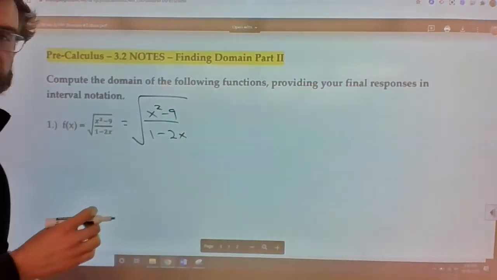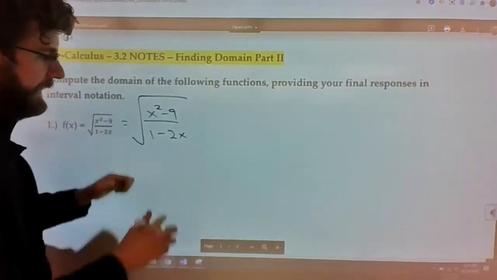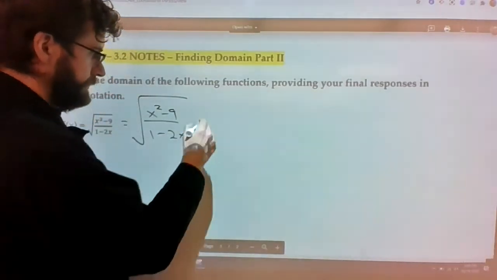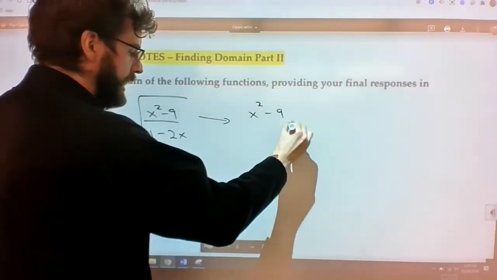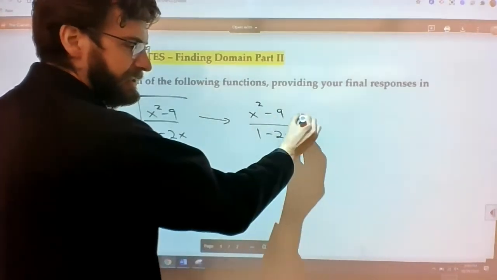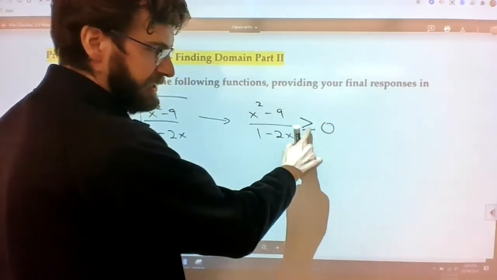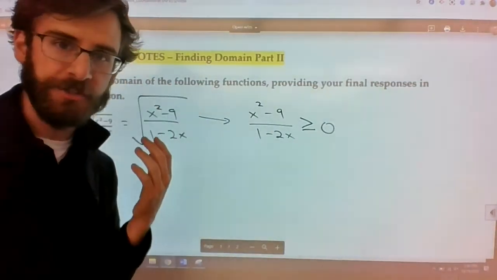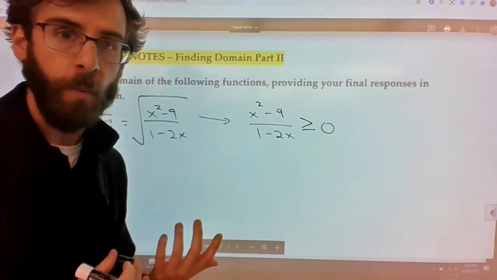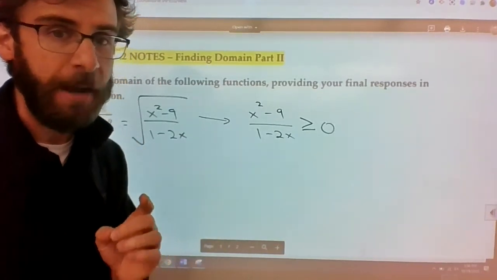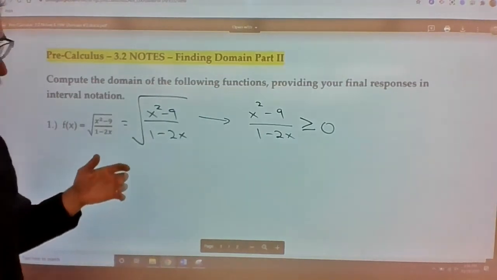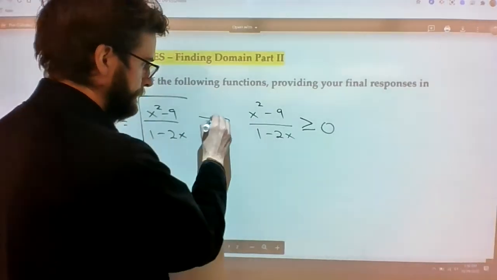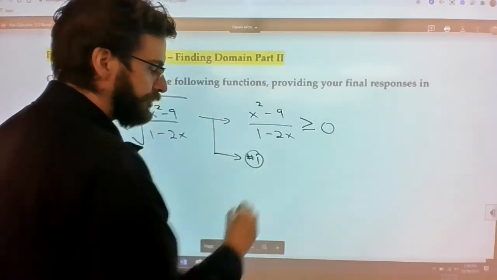So if you see that situation, you are instantly thinking to yourself, if it's underneath a square root, it needs to be not negative. So x squared minus 9 all over 1 minus 2x needs to be not negative, which means it needs to be greater than or equal to 0. Now, if you think back to the discussion we already had in class with 3.1, as well as what we talked about in chapter 1, when you see a fraction that's being compared to 0, we need to list the critical numbers first. All right, so step 1, you're going to have critical numbers.